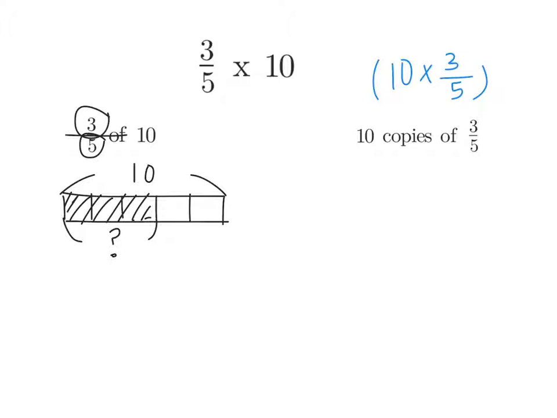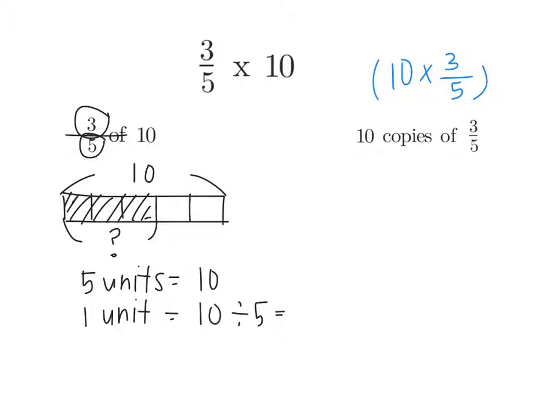Okay, now how many units do I have altogether? Okay, so 5 units is equal to 10. Now if I had 10 but I split it into 5 equal groups, what division equation is that? 10 divided by 5. Good. So 1 unit, I can find 1 unit by splitting my entire piece of tape into 5 equal-sized portions. So 1 unit is equal to what?